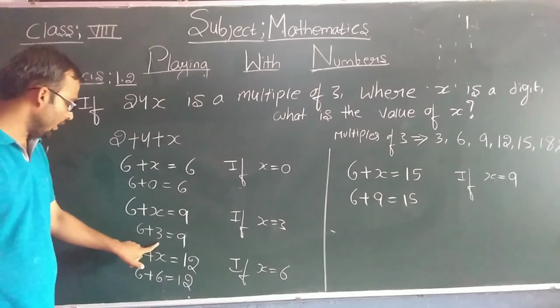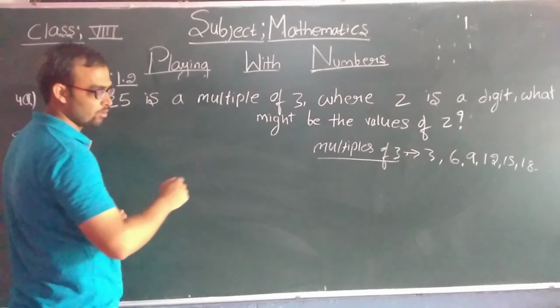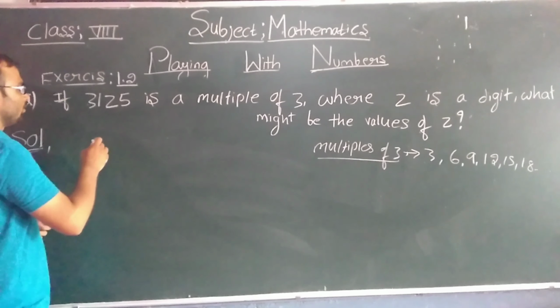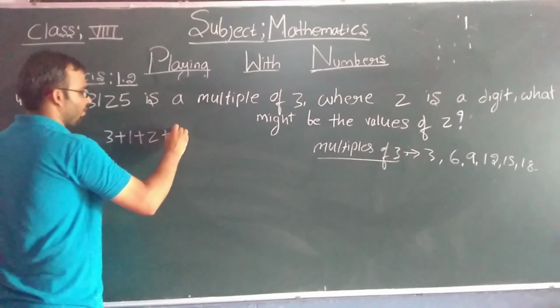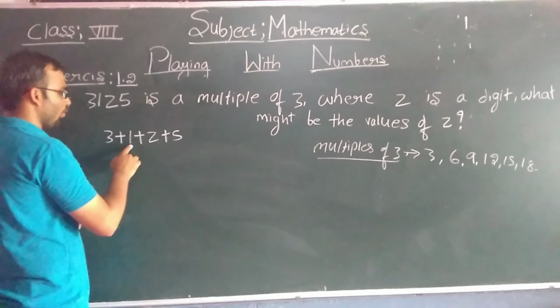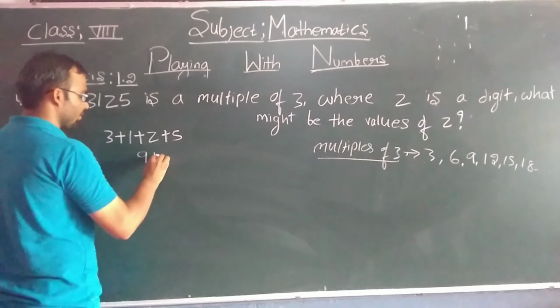Now let us solve the fourth question. Here, what we are given: 31z5 is a multiple of 3. If this is a multiple of 3, it means the sum of these digits must be a multiple of 3. So 3 plus 1 plus z plus 5. What is this? 4 plus 5, 9.